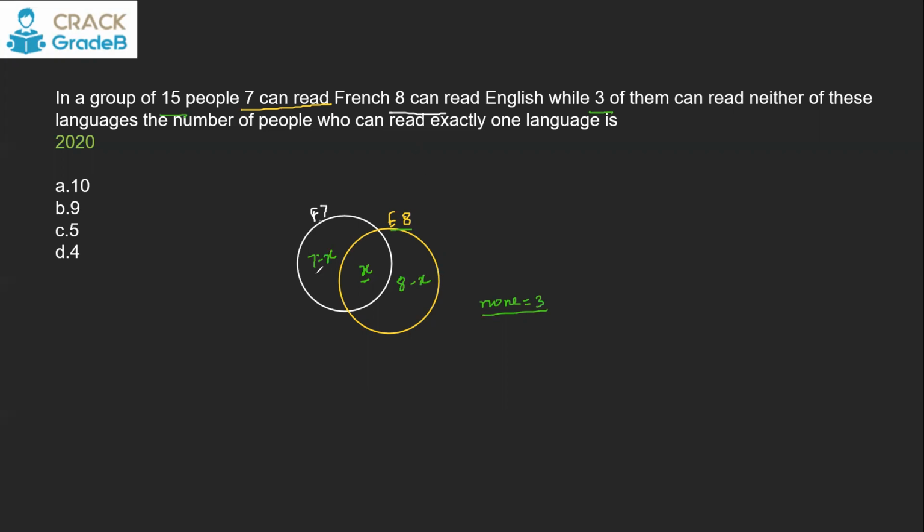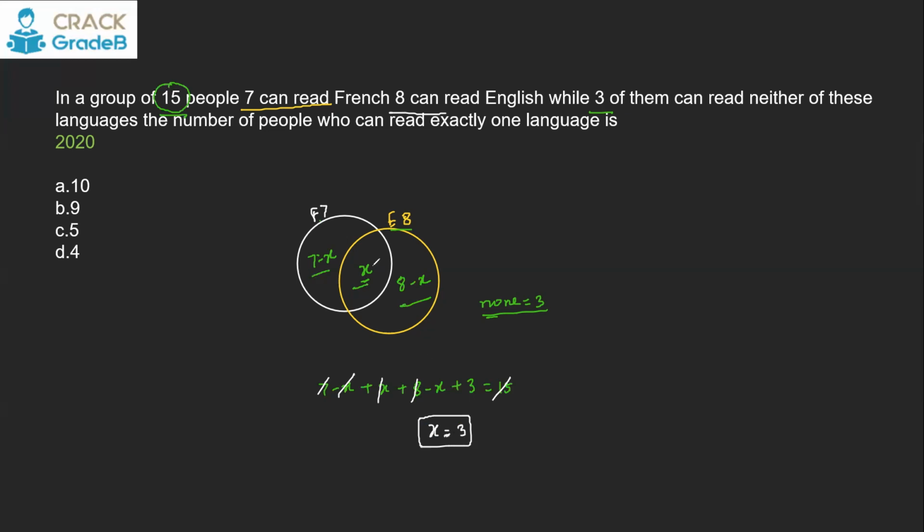Now the sum of all these individual figures should be 15, because there are a total of 15 people in that group. So 7 minus X plus 8 minus X plus 3, everything should add up to 15. First of all, minus X plus X gets cancelled. 7 plus 8, 15 gets cancelled. That gets us X is equal to 3.